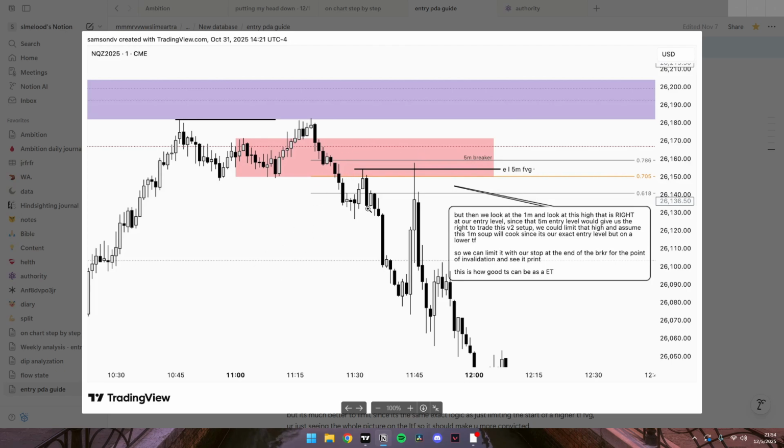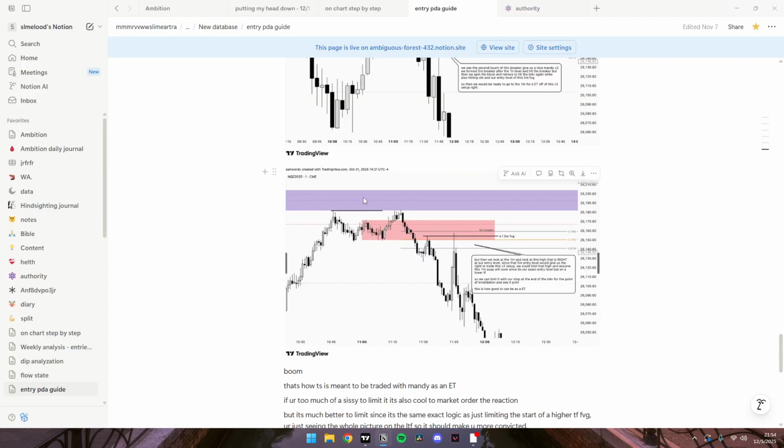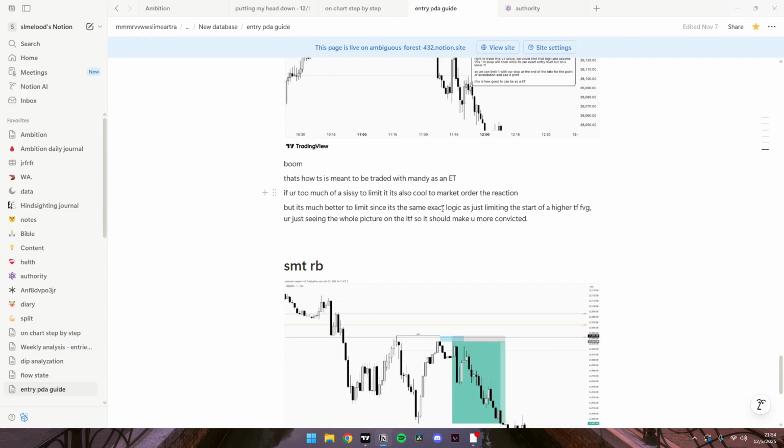But yeah, you could just limit that. Put it at the point of invalidation, which would be like this high, or at the end of this breaker, or at the end of OTE if I'm really trying to be aggressive. That's why turtle soups can be good. When it's on a lower time frame, you see a soup of a higher time frame level right there, you can just limit that. That's really what it is.